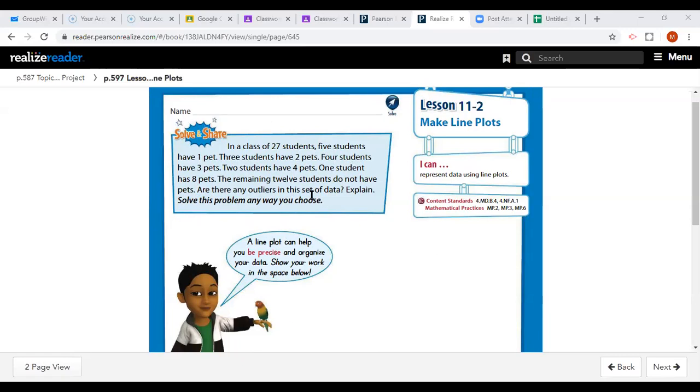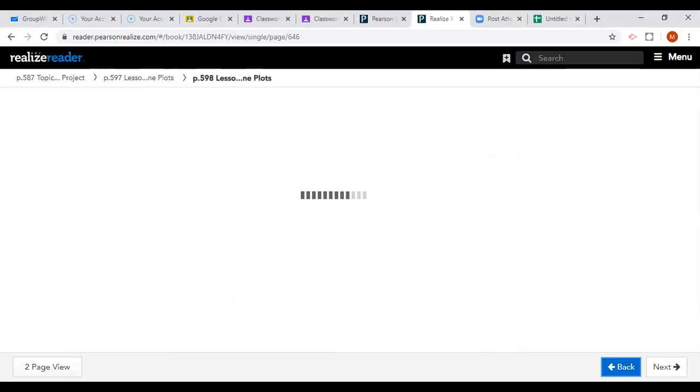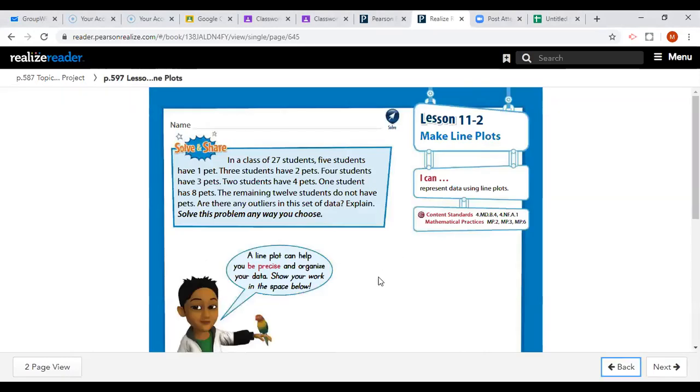So I took this information, one of the things I realized right away is that it's in a class of 27 students, which means I'm going to have to plot 27 pieces of data. So we're using X's. I think that's what we're going to use today. Let's see what they use on the next. Oh, we're using dots. All right, we're going to use dots today. So the dots will represent all 27 pieces of that data. So when I'm done, I need to have 27 dots on my line plot.